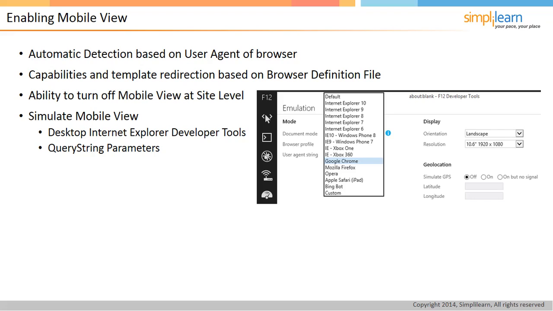Whenever a browser connects to the SharePoint site, it sends what is called a user agent string to the site. SharePoint then compares the user agent string against the browser definition file and redirects to the appropriate view.